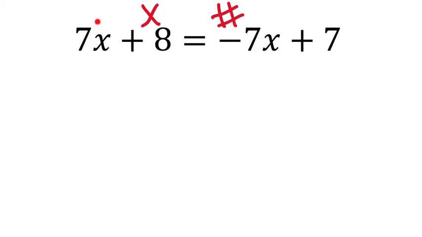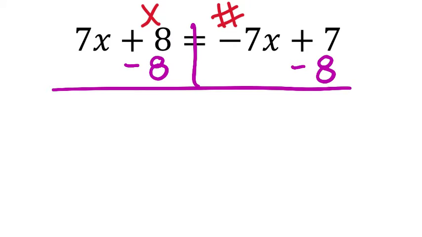So I want my x's on the left. I want all my numbers on the right. That means that this positive 8 right here is misplaced. I don't want it there. I've got to zero it out. So I'm going to subtract 8 not only here, but if I do it to one side, I've got to do the other side as well. So I'm subtracting 8 from both sides.